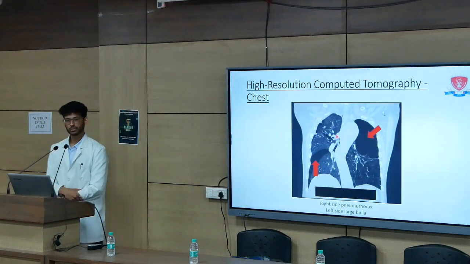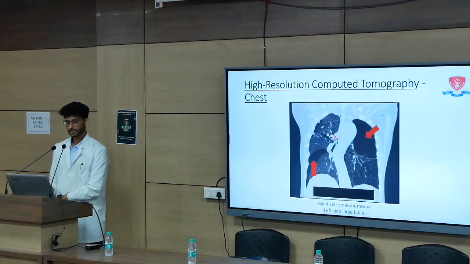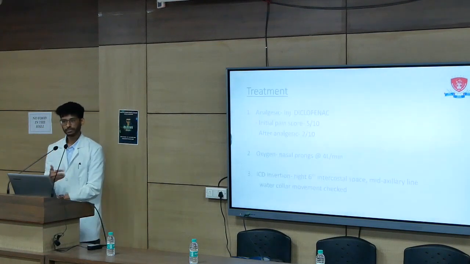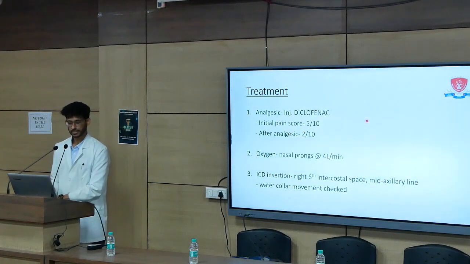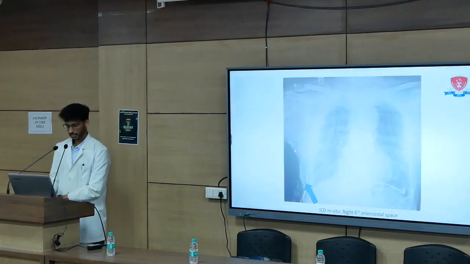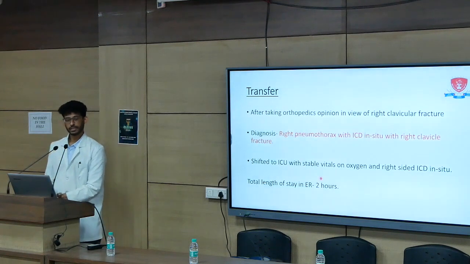Since the X-ray quality was not up to the standards, and on the basis of the clinical findings, we ordered an HRCT chest. In this, we could appreciate a right side pneumothorax with a large bulla on the left side. So, what did we do? We gave the patient an analgesic, put him on oxygen support, and inserted a right ICD. This was the X-ray taken after putting the ICD in the emergency department. Here we can appreciate the tube going in. After all this, the patient was shifted to ICU after taking an orthopedics opinion, with a total length of stay in emergency of 2 hours.